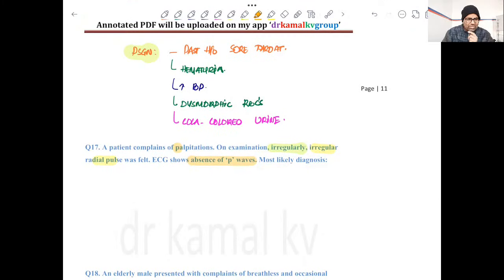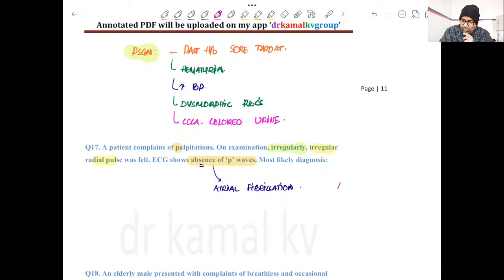Very good. The moment you have this word, I think there has to be no confusion. Absolutely right, gentlemen. This is atrial fibrillation. Clear? So this is atrial fibrillation. Absence of P waves. You will see only QRS complex.